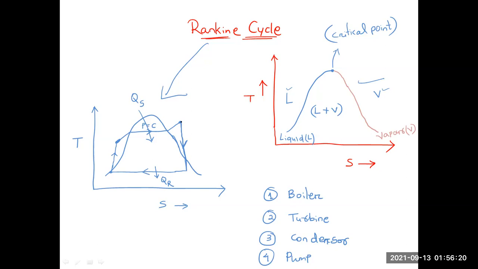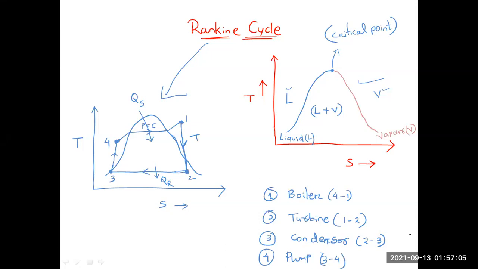Okay, so now we are going to name it. We'll start from here. This is point 1, this will be point 2, this will be point 3, and this will be our point 4. So for boiler, it will be from point 4 to point 1. Turbine is from point 1 to point 2. Condenser starts from point 2 and it will complete at point 3. And pump will be from point 3 to point 4. This is simple Rankine cycle.